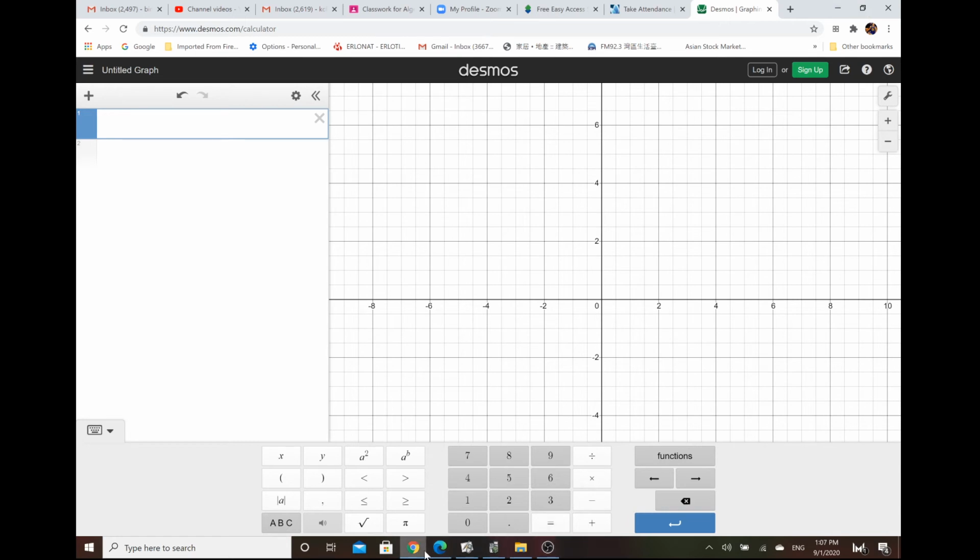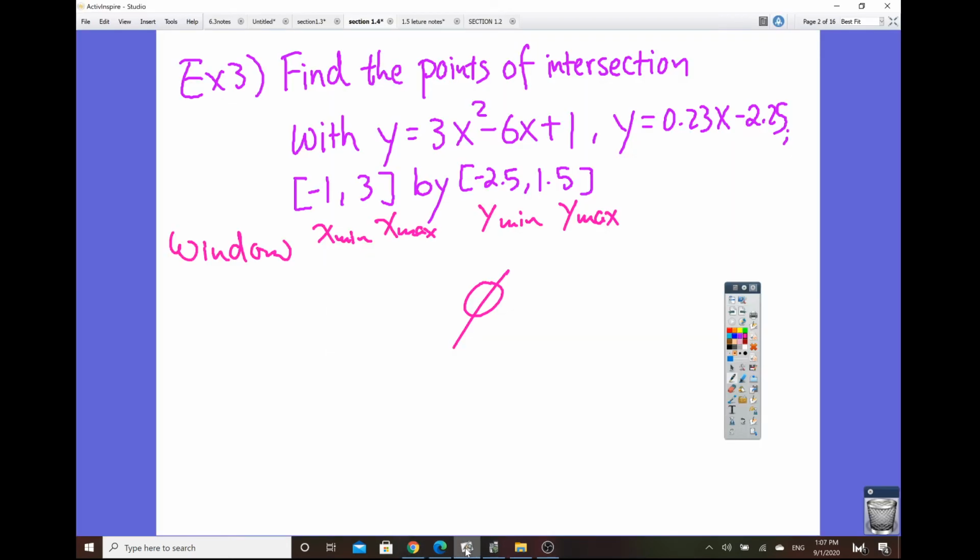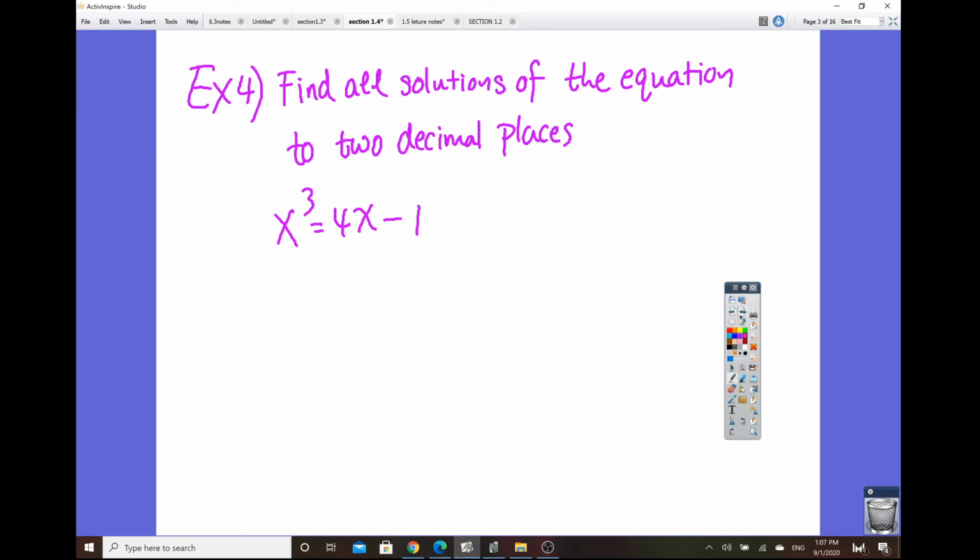Okay, so now let's look at the last one. Find all solutions of the equation to 2 decimal places. So the equation we have here is x to the power of 3. Well, you want to convert it back to the standard form. So x to the power of 3 minus 4x minus 1. You can always set that equal to 0. So basically, we're looking for the x-intercepts here.